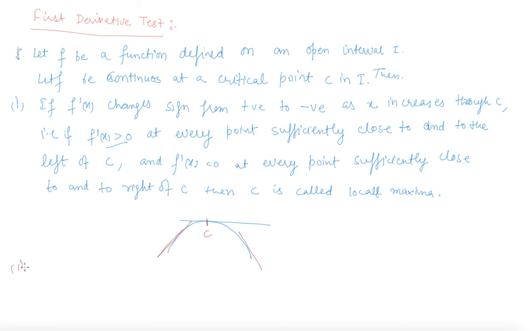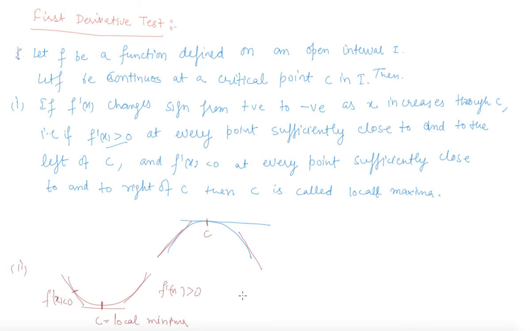The second point is again a similar condition, opposite. If f dash x is greater than 0 at every point sufficiently close to the right of c, then c is a point of local minima, and to the left of c the slope is negative, means f dash x is less than 0 here.